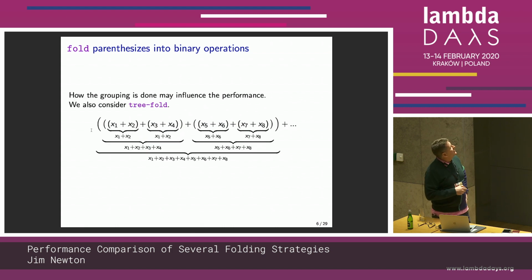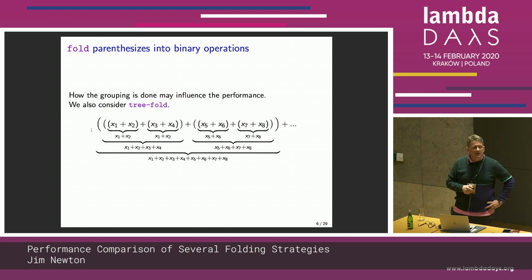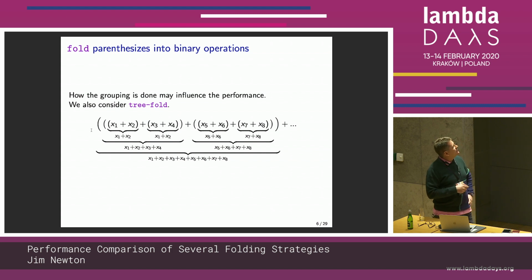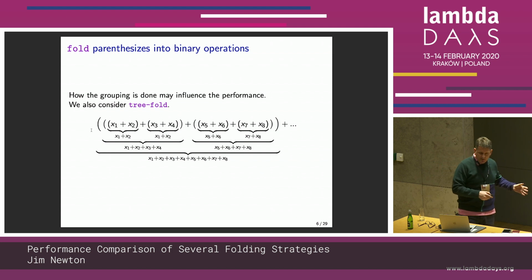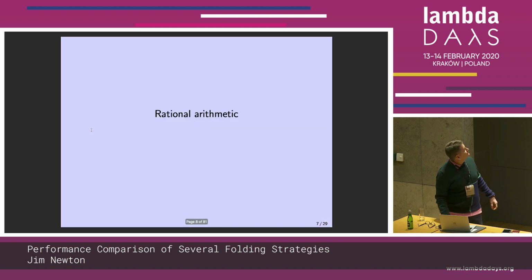I want to look at one which I call tree fold. In the tree fold, basically we're going to pair in parentheses neighboring pairs, and then we're going to group pairs of pairs, and then we're going to group pairs of pairs of pairs, etc. And you always have a few left over at the end that you have to handle in some ugly way.